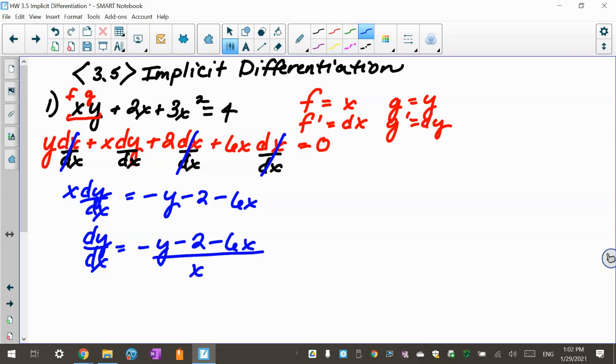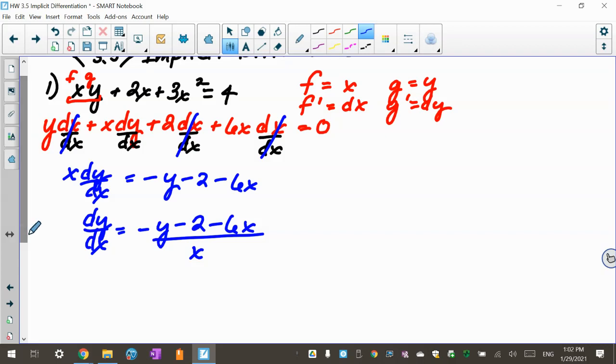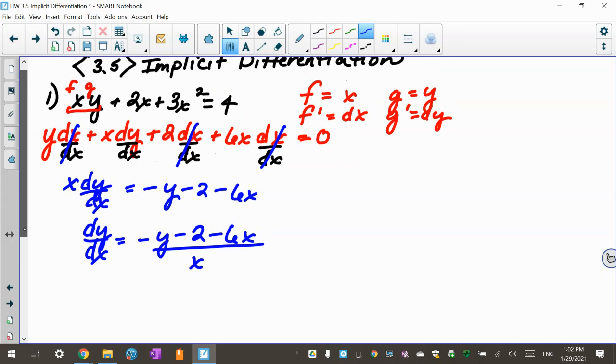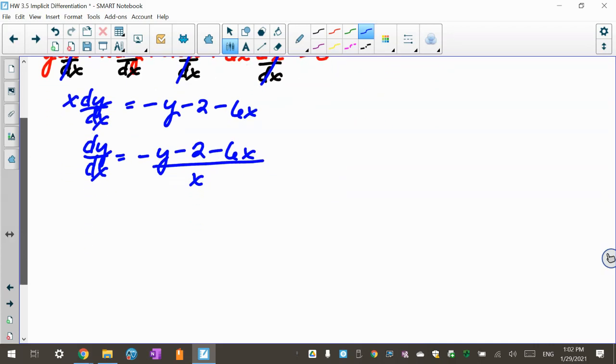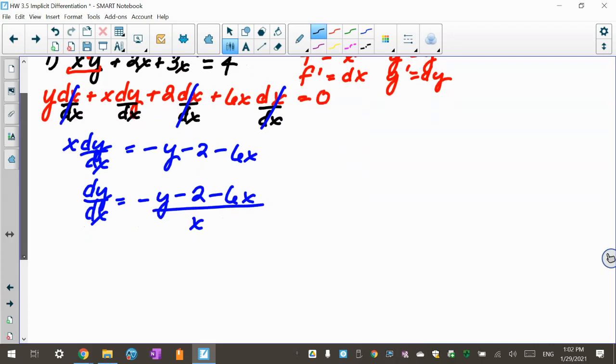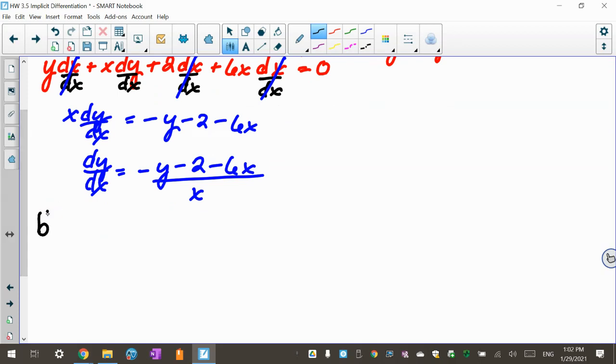Okay, so I did that. I did it implicitly, and that's my answer. So I want you to notice that, because now they said, okay, do this one explicitly. So we're going to take our original and basically isolate the y first and then take the derivative. So let's start down here. So this is the B part of this question.